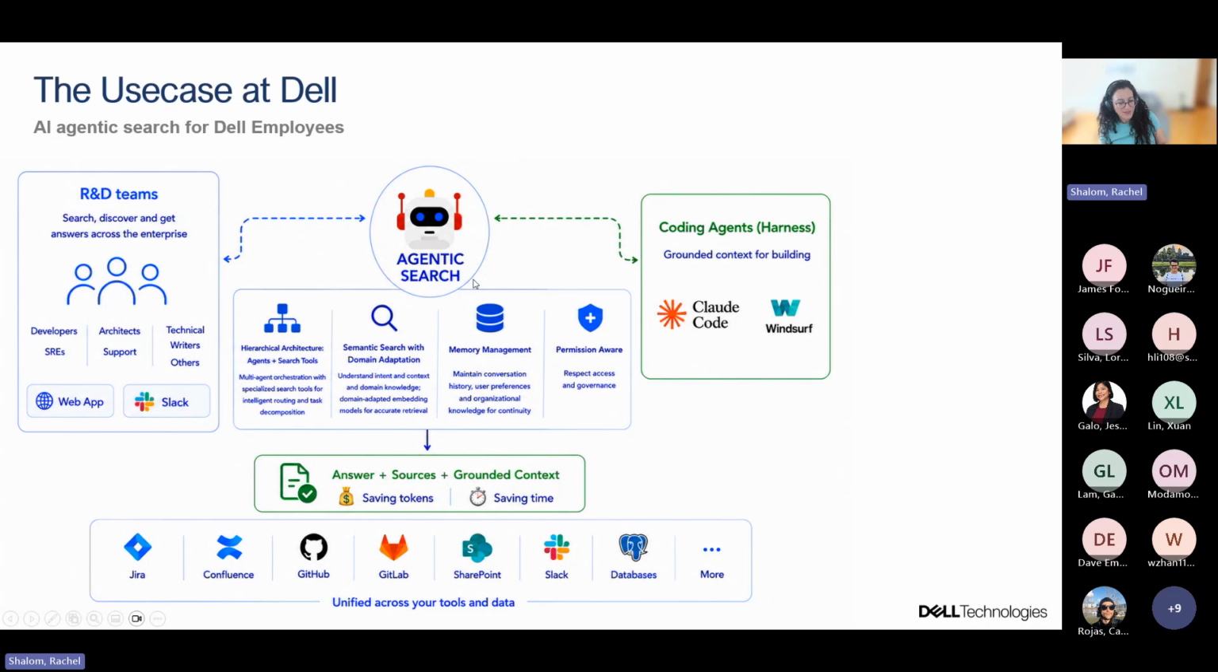But what do we have, basically? I will talk about the architecture, which is a hierarchical architecture, where an agent routes to a different agent in order to provide information. We have the part of semantic search, which we will focus on today, and domain adaptation with training embedding models. We are doing memory management, and of course, this system is permission aware. Permissions to different sources of data are very important at Dell.